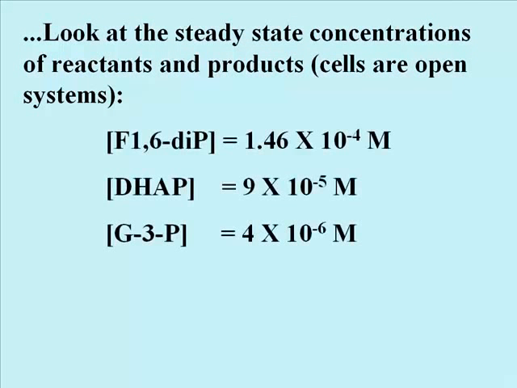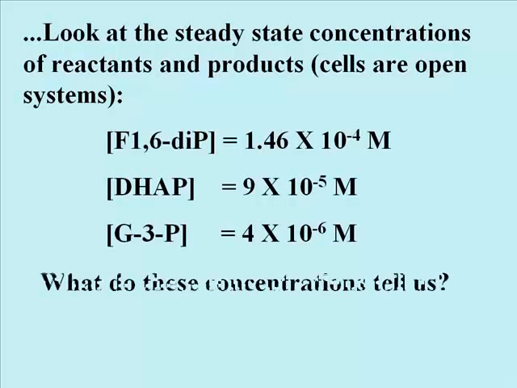Here are some actual concentrations as measured in rat liver cells. We can intuit something about cellular energy needs and the two glycolytic reactions just from these concentrations. What do they tell us? Clearly, the overall product, glyceraldehyde 3-phosphate, is at much lower concentration than either fructose 1,6-diphosphate or dihydroxyacetone phosphate. Can you infer something from this? We'll discuss this a bit more in class.